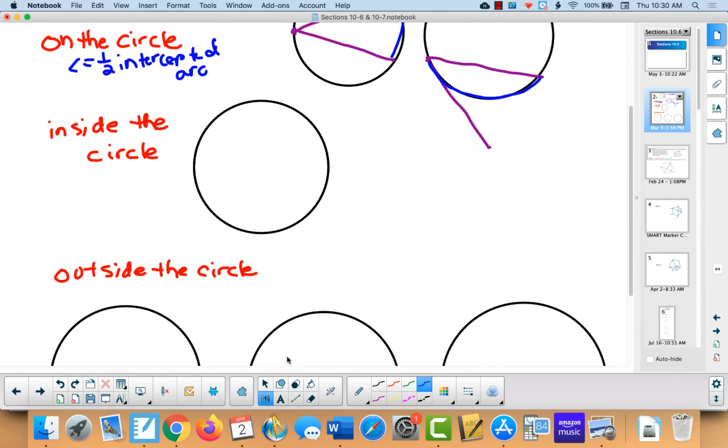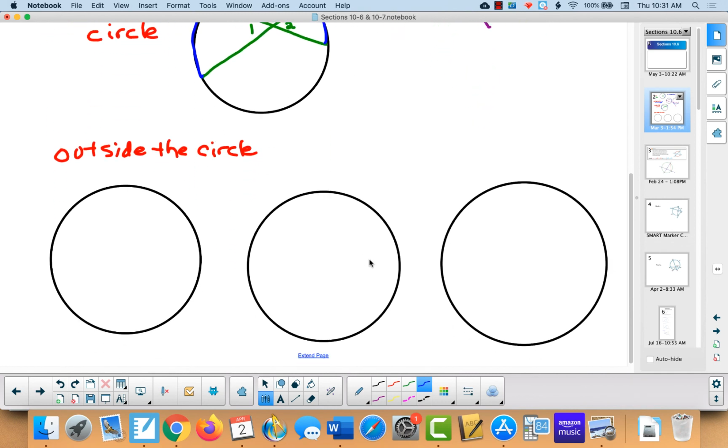You can have angles where the vertex is inside the circle, but not the center. This can be made by two secants or two chords intersecting. In this case, if these are my angles, notice those are vertical angles, so they would be congruent to each other. These are the intercepted arcs. So we're going to look at how to find the measure of those angles in a little bit.